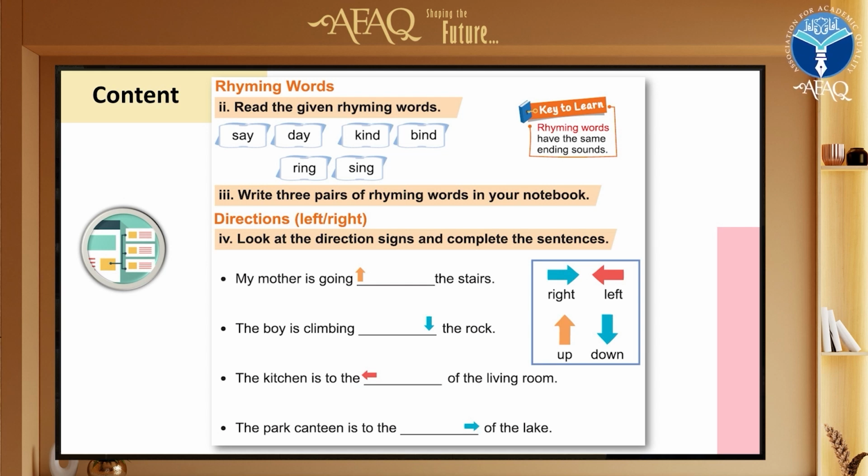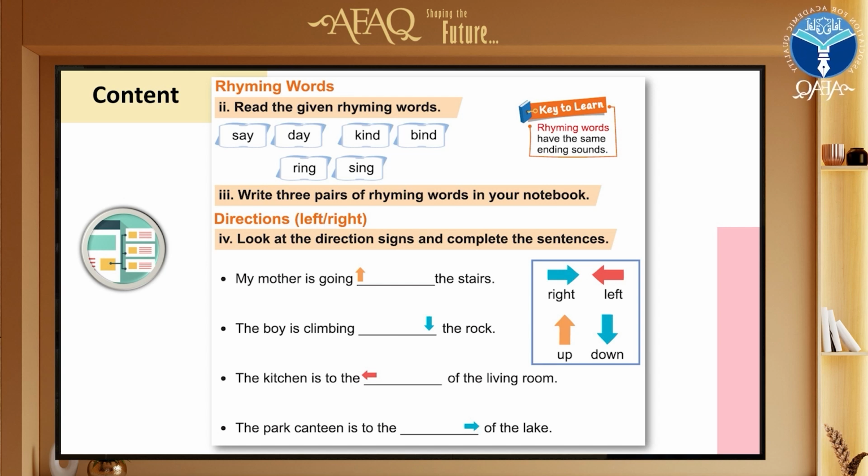The next thing is very interesting, and we have done that before as well. Telling directions. We use certain words to tell directions, to tell where something is. For example, you can see the arrows: right, left, up and down. These are the 4 words which are used to tell directions.